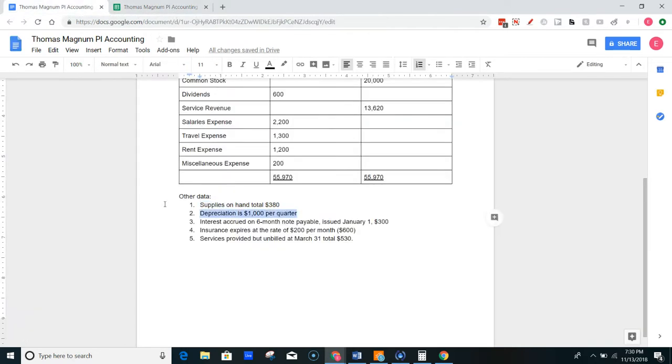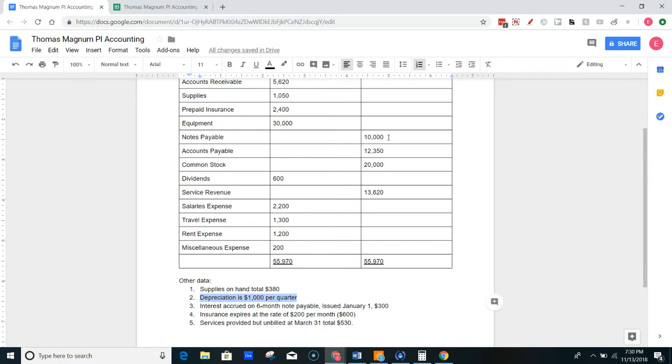Second one is depreciation is $1,000 per quarter. Now, depreciation is on the value of equipment, which was 30,000. Normally, she'll give you some more information you have to calculate. For example, equipment has a 10-year lifespan straight line. What that means is I have to take this 30,000 and divide it by 10 years to get its yearly value, which is $1,000 per year.